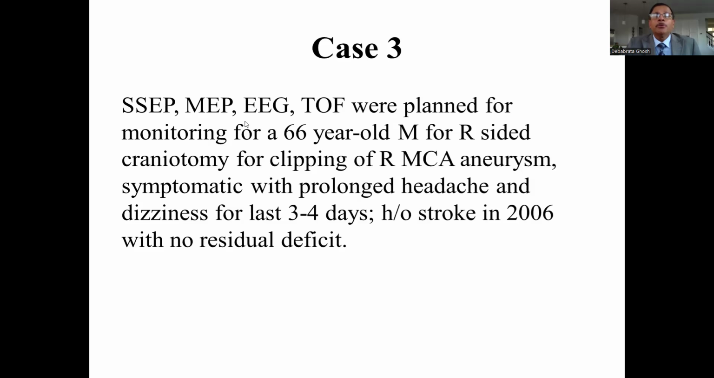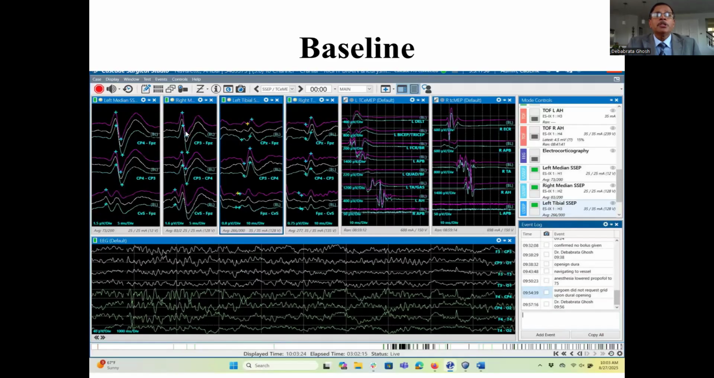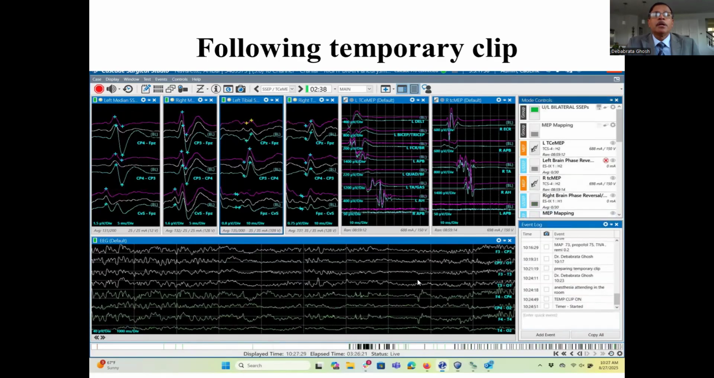Case 3, where we did a right-sided craniotomy for clipping of the right MCA aneurysm in a 66-year-old male. You see the SSEP responses at baseline are completely normal, both median and tibial. And MEP responses are all pretty terrific, on the left side as on the right side. EEG was continuous and symmetric.